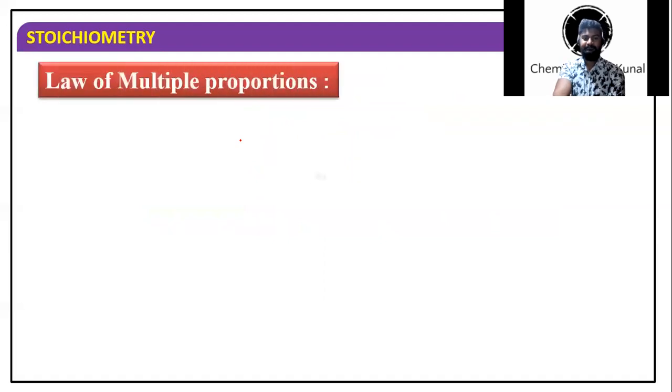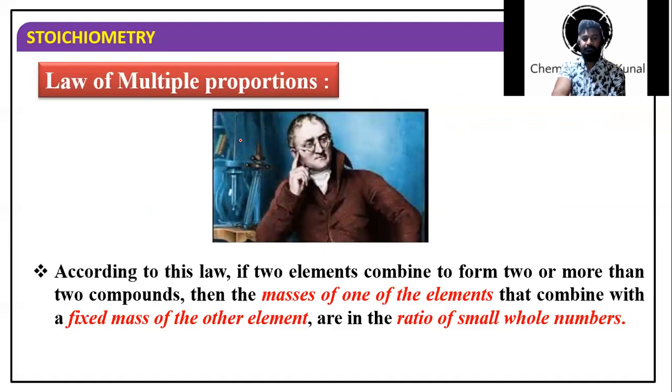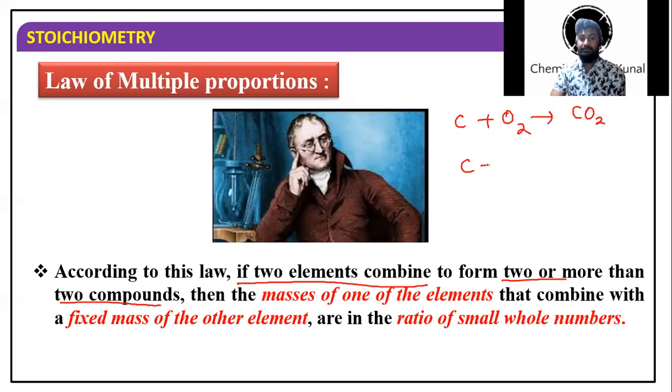Let's see. This law says that if two elements combine to form two or more compounds, like for example, C combines with O2 to give you CO2, right? And C also combines with O2 to give you CO. Then the masses of one element that combine with a fixed mass of the other element are in a small whole number ratio.